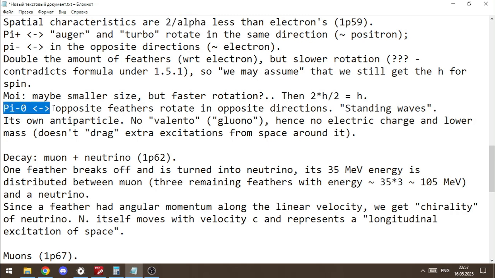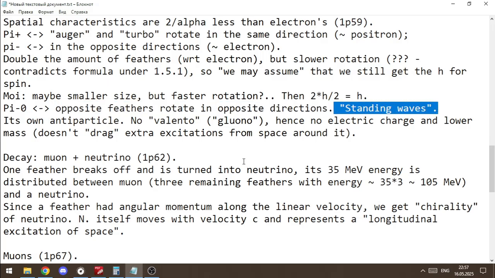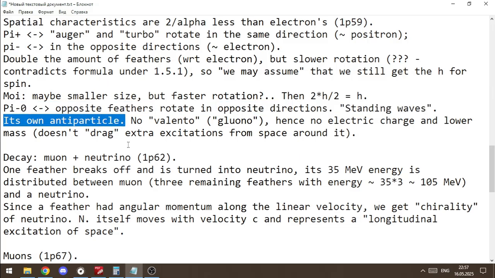And in pi 0, we have the opposite feathers rotating in the opposite direction. So they represent sort of like standing waves. Again, it's all very vague, okay? Like it's very hard to imagine, like what are we even talking about here? So thus pi 0 is its own antiparticle, and it has no valento. He actually sometimes calls it gluono when we're talking about hadrons specifically, but it's the same thing. It's like the nearest area to our particle, right? Which is kind of interacting with this particle through, well, whatever way the substance interacts with itself, okay? We're not even talking about electric fields again. We're talking about something vague, some interaction.